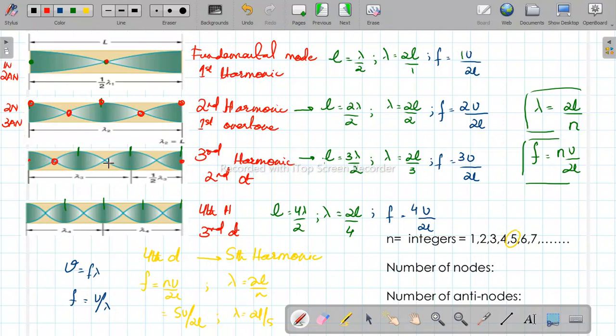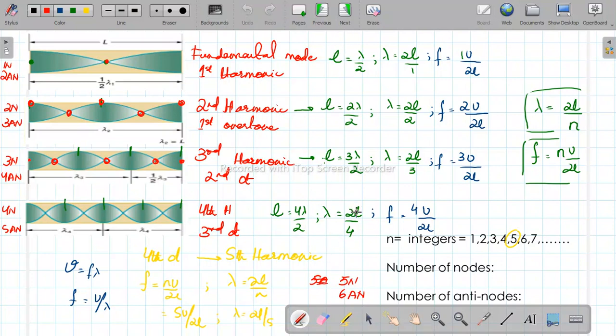Third harmonic, 1, 2, 3 loops. 4 nodes. Fourth harmonic, we have 4 loops and 5 nodes. In other words, we can generalize: whichever harmonic we talk about, that many loops and one more than that many nodes. Now, in this particular case, when they say fifth harmonic, you will say there should be 5 loops and 5 plus 1, that is 6, nodes.